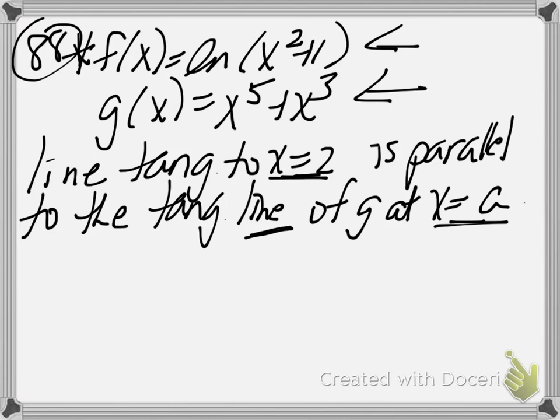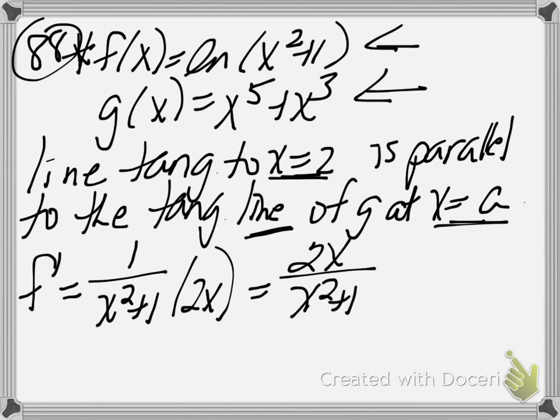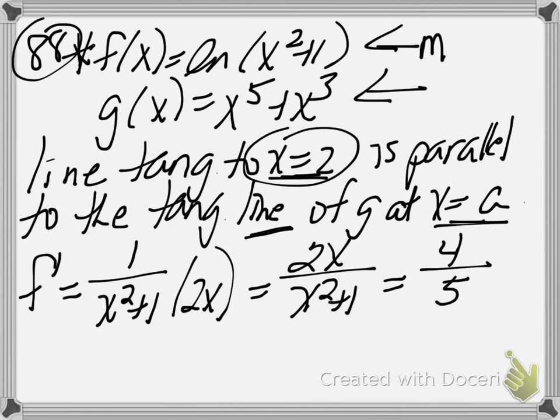So the thing that we should know is that slopes of parallel lines are the same. So why don't we just start there? Let's find f prime. The derivative of ln of something is 1 over that something times the derivative of the something. Multiply straight across, and we get that. But this is happening at x equals 2, so I'm going to put 2 in there for x, and I will get 4 on top and 5 on the bottom. So the slope is going to be 4 over 5. Okay, I'm going to erase.